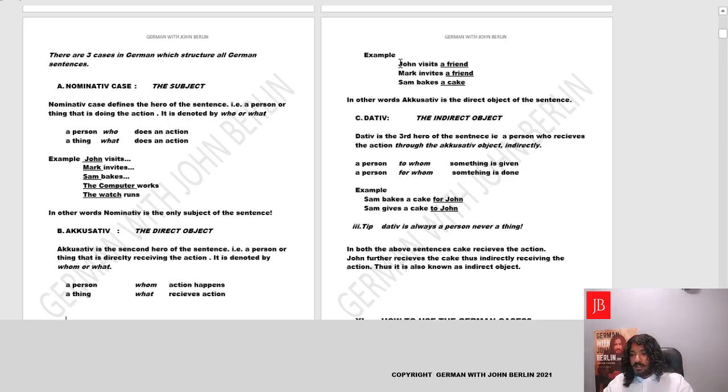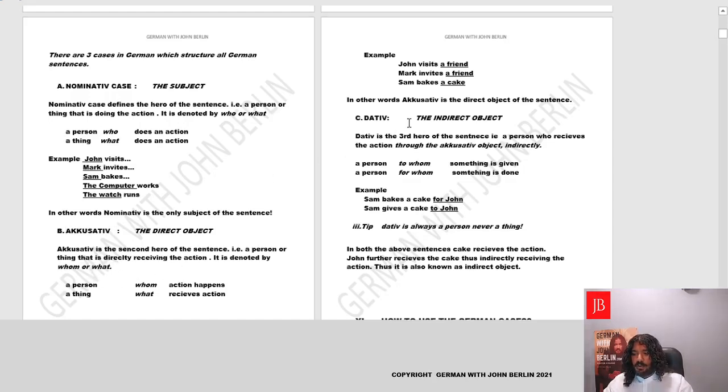Yes, for example, John visits a friend. So a friend is accusative. Whom does John visit? Mark invites a friend. A friend is again accusative. Whom does Mark invite? Sam bakes a cake. Cake is again accusative. What does Sam bake? Yes? Perfect. So that's what it is. The direct object, accusative, denoted by whom or what.